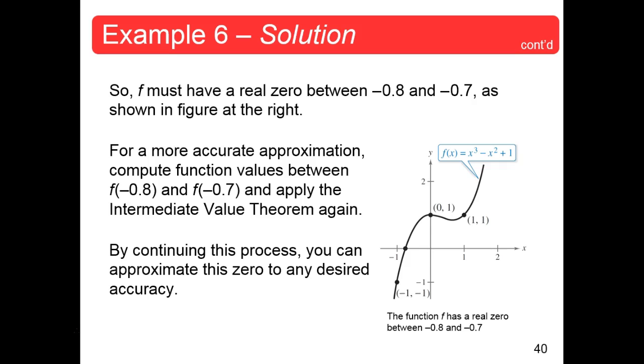Number 8, the blank blank theorem states that if f is a polynomial function such that f of a is not equal to f of b, then on the interval between a and b, f takes on every value between f of a and f of b. Intermediate value theorem. We just did it.